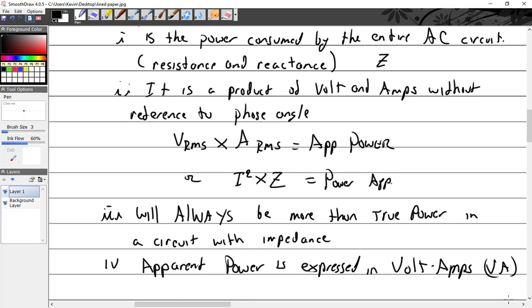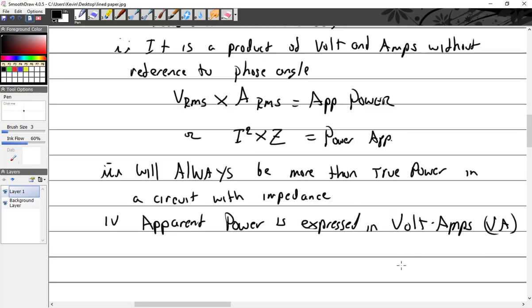And that brings me to power factor. You guys kind of caught up? So we have true power, we have apparent power, and then we have the power factor.